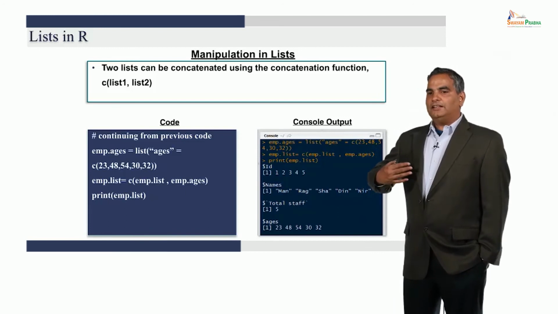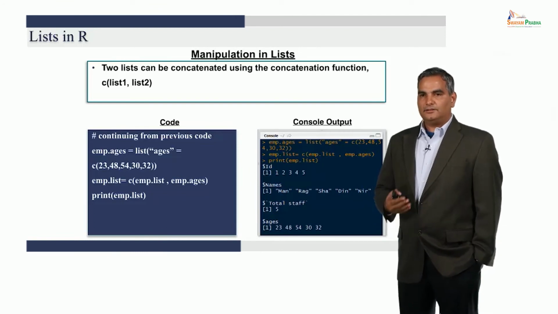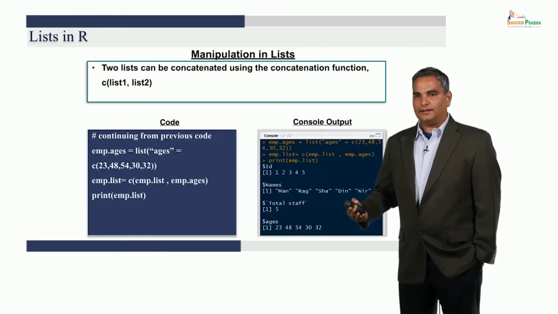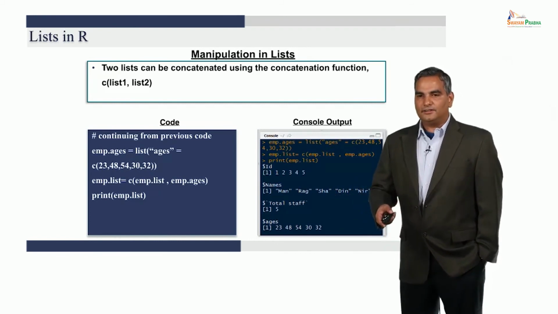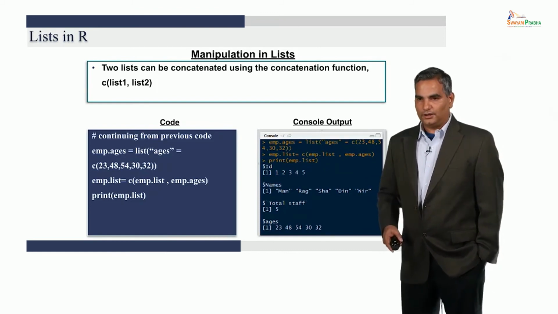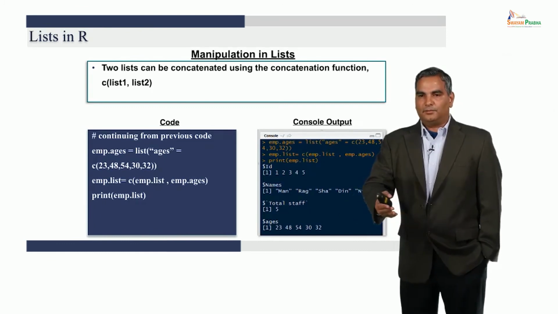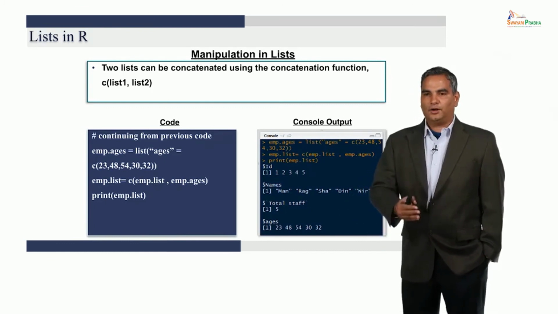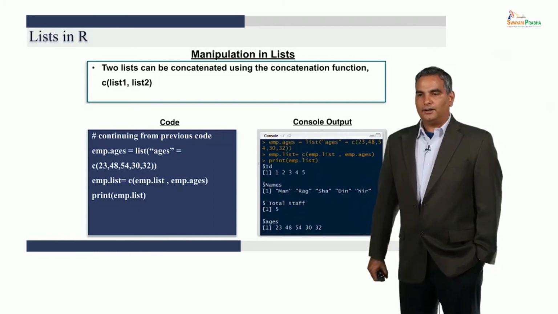Now when you have multiple lists, it's very easy in R to concatenate them. So the command is simply the same command c, just put the list that you want to concatenate in sequence, and you'll get a result which is a concatenated list. So for example, if you have a list with ages 23, 48, 54, 30, 32 as shown here, you can concatenate that with your previous list by using the simple command c(m.list, m.ages), and you see the result. The ages are also part of the list.